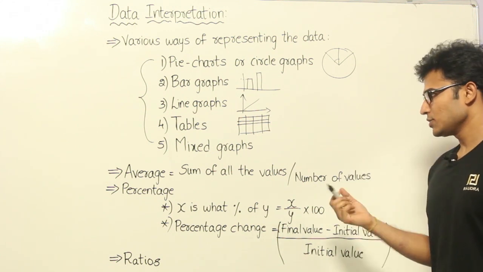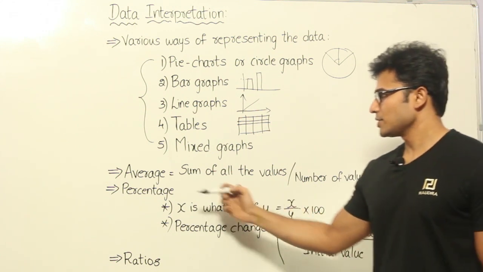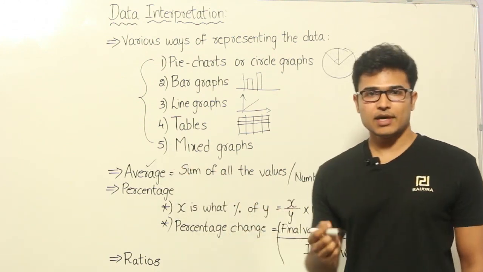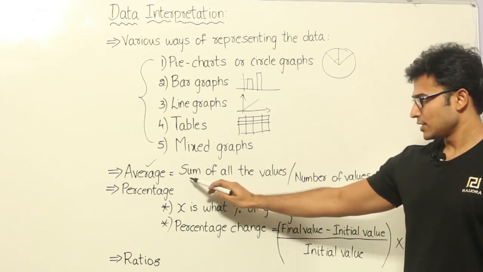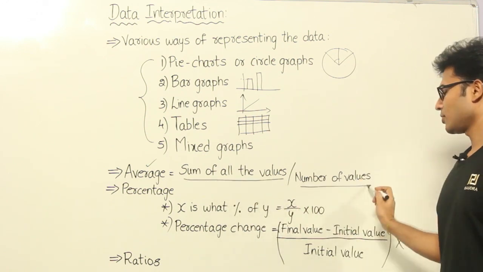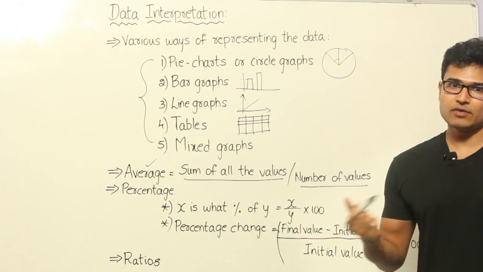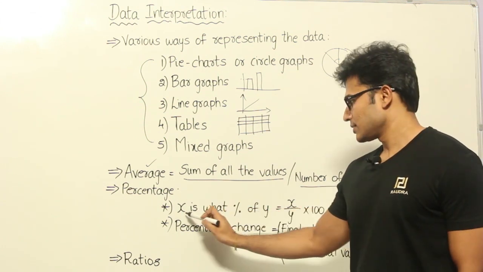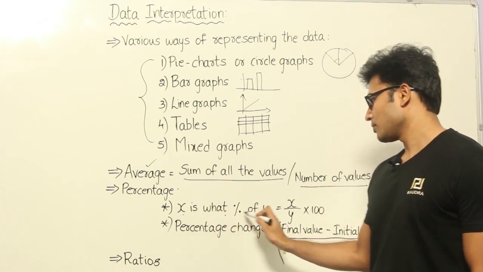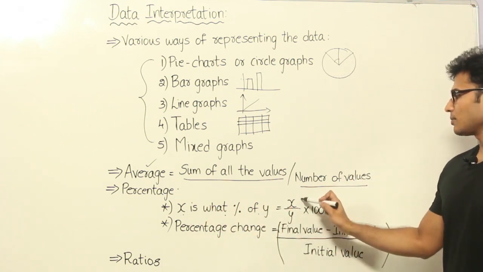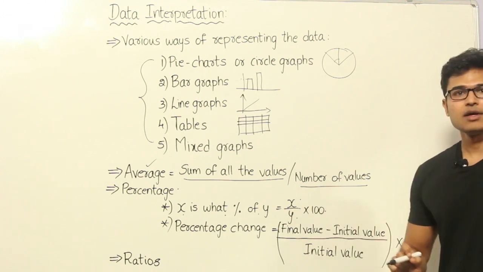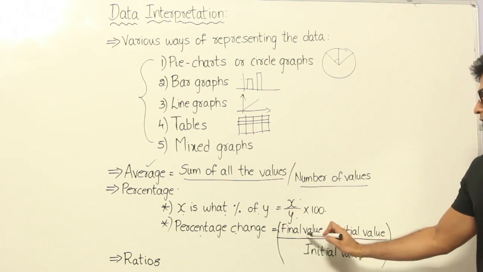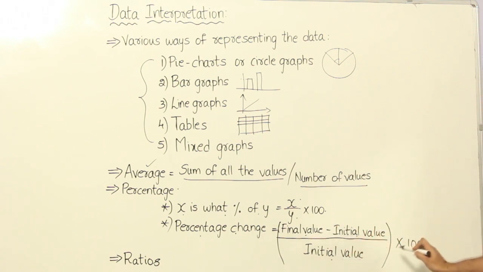And while solving these questions, we are going to apply some of the concepts which we have already seen, and one such concept is average. As you remember, the average is nothing but sum of all the values divided by number of values. This is the formula we are going to use while finding out the average. And the next one is percentages. So percentages, some questions will be like this: x is what percent of y. So for that you are going to apply x by y into 100, or percentage change will be asked. In that case you are going to write final value minus initial value by initial value into 100.